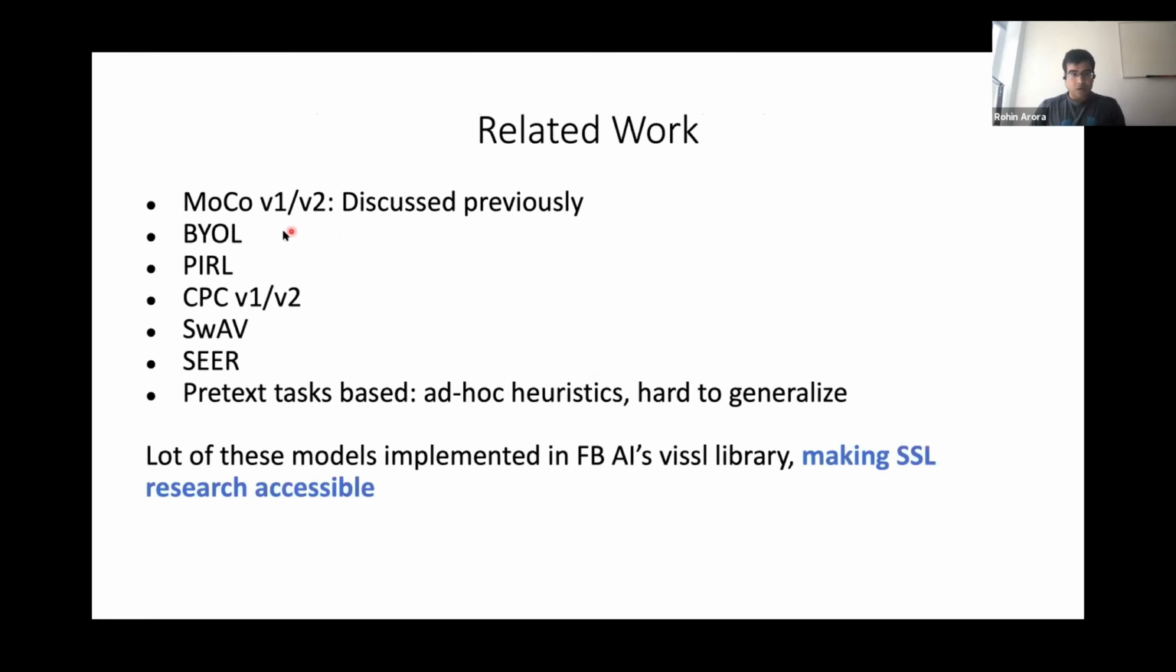There has been a lot more related work, as I mentioned, MoCo V1, V2. These are acronyms for other research papers. And all of them have been implemented in Facebook AI's VISSL library, making SSL more accessible.